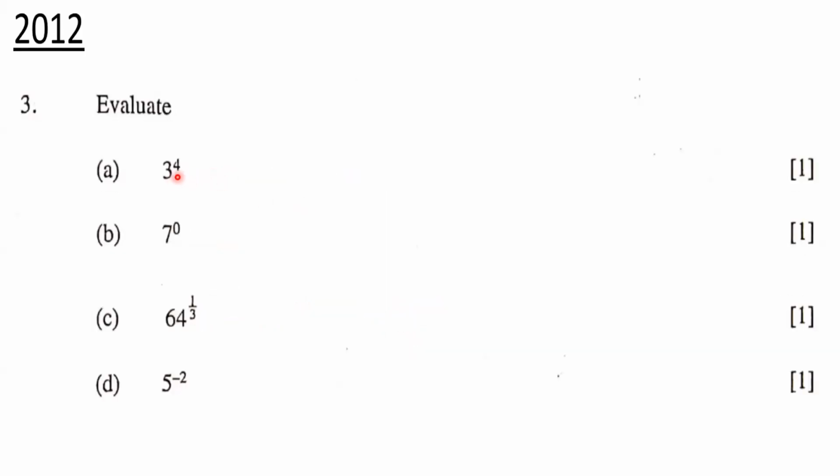This one says 3 to the power of 4. The 3 to the power of 4 is definitely 3 four times. So it's going to be 3 times 3 times 3 times 3, and that's 81. You can put it in your calculator. 7 to the power of 0, and any number to the power of 0 is going to be 1. This one is very important.